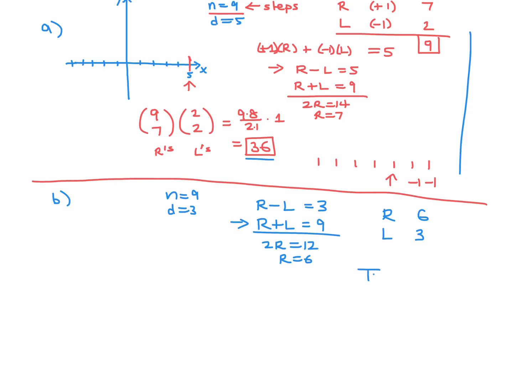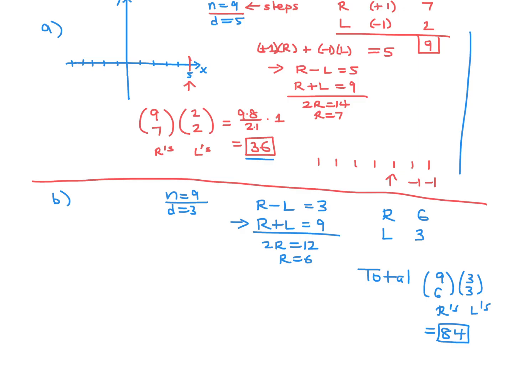So the total number of sequences, as before, we have a total of 9 steps. From that, I'll choose 6 to be the r's, and then from the remaining 3, I choose all 3 to be the L's. So 9 choose 6, and you can calculate that as 84. But that's not really what we're asked. But I wanted to just do that to be complete.